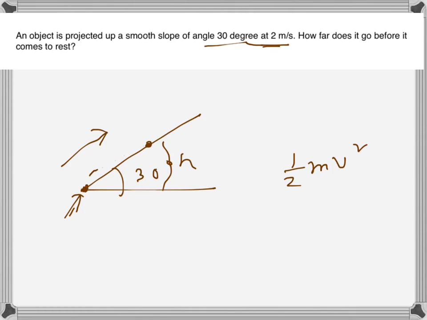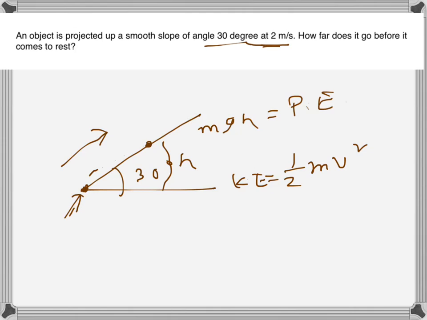At any point, the potential energy is mgh. So this is the kinetic energy and this is the potential energy, and at that point all of its kinetic energy has been converted to potential energy, and then the velocity becomes zero, so it comes to rest, and after that it comes down because of its potential energy. That's a different story, we won't go there, but we will try to find out when it will stop.